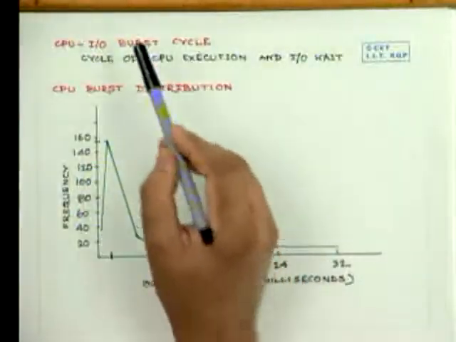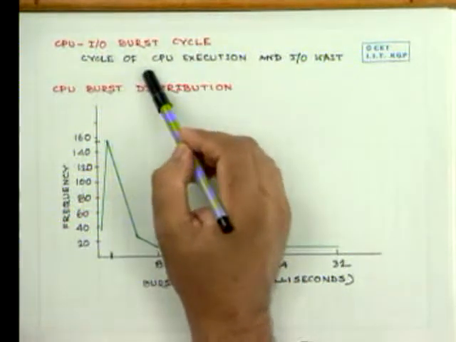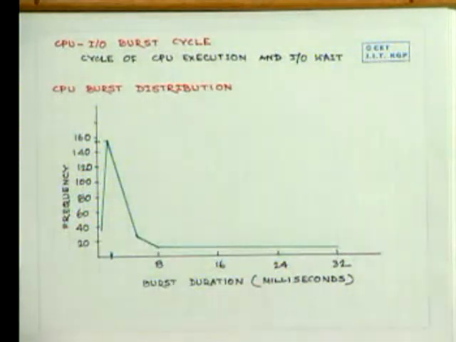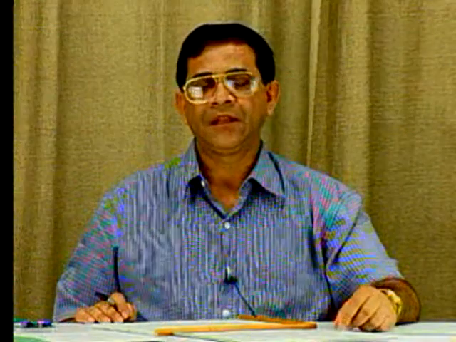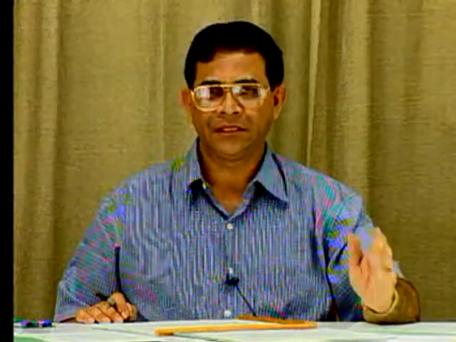That means the burst here is the amount of time the process at this instant of time is in the CPU, and the I/O burst means the amount of time the process is waiting for the I/O completion at this instant of time.